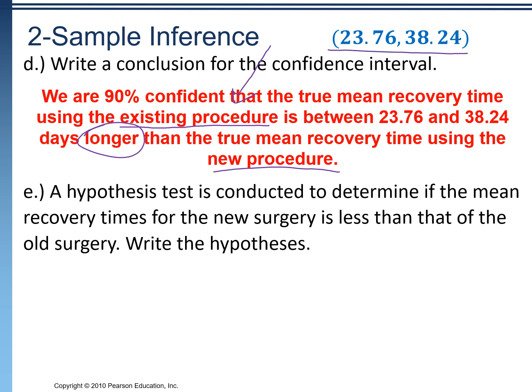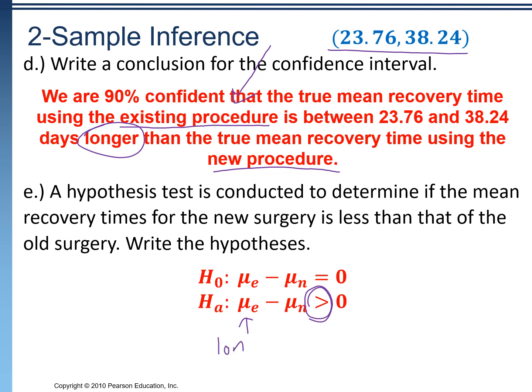In part E, we're asked to write the hypotheses. And again, we'll have a null hypothesis saying that there's no difference here. In this case, the alternative is that it's greater than 0 because if the new procedure is effective, the old procedure will take longer to recover and it will be quicker.